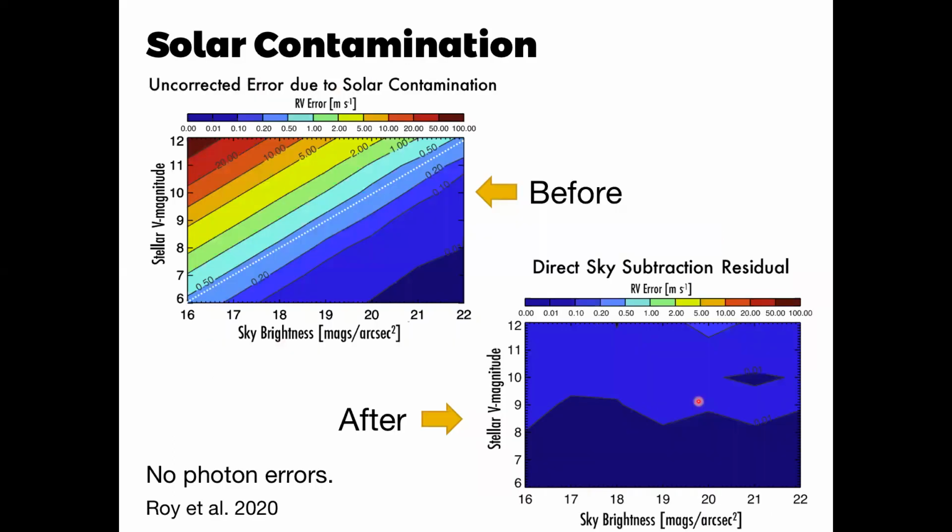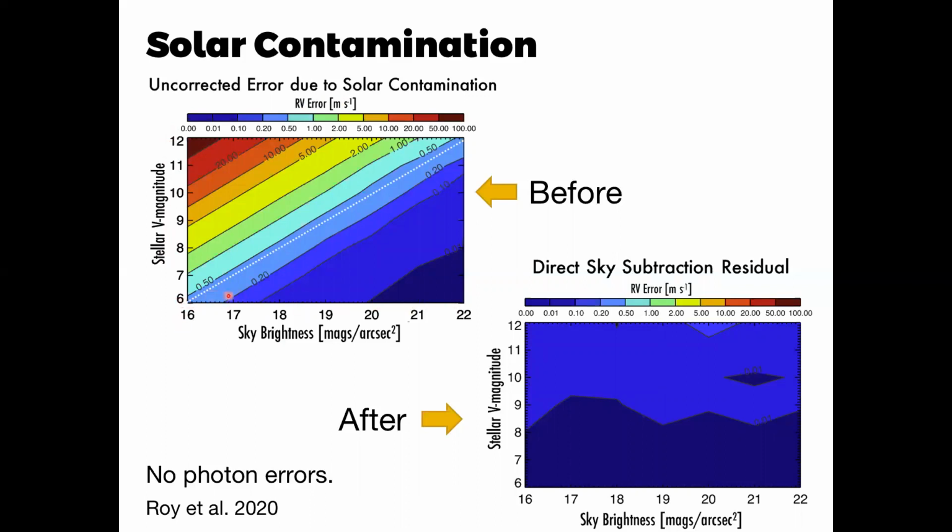So how well does it work? This is how good it is based on synthetic data, so simulation, and no photon errors are involved in here, just the errors induced by solar contamination. This is before, how much error you have before you remove the solar contamination. This is after. So each plot is a color-coded plot of radial velocity errors as a function of stellar visual magnitude and the sky brightness.